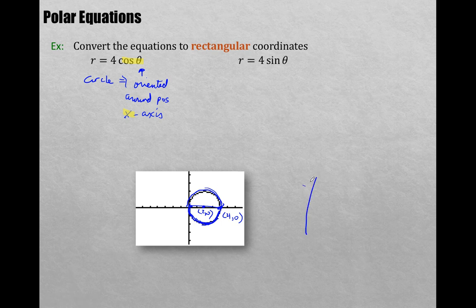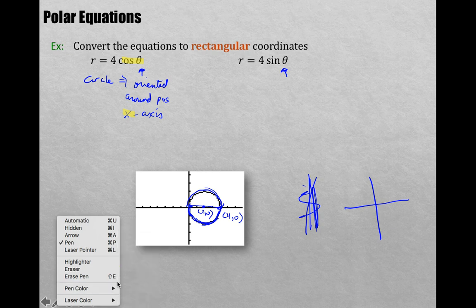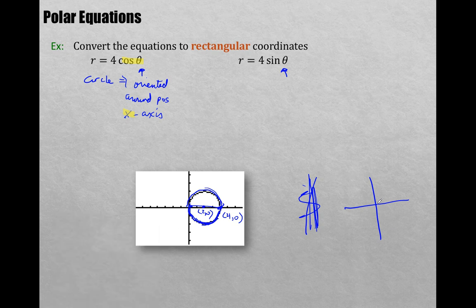Talk to me about when sine is 0. Where are you? When you put in 0 for theta, sine of 0 is what? 0. So your radius is 0. What about, as you rotate around, sine of pi over 2? What is sine of pi over 2?